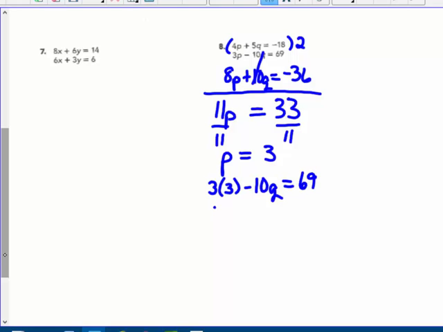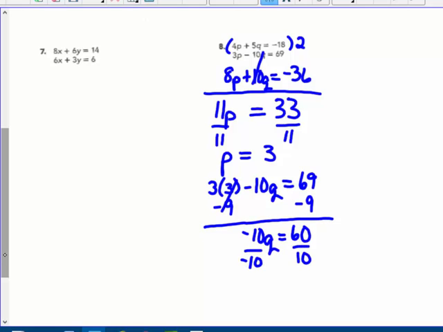Well, that's 9. And if I take away 9 on both sides, I'm going to get negative 10q, watch the negative, equals 60. I'm going to divide by negative 10, the exact same signed constant. So my variable ends up being positive q. And dividing by negative 10, 60 divided by negative 10, q would equal negative 6.